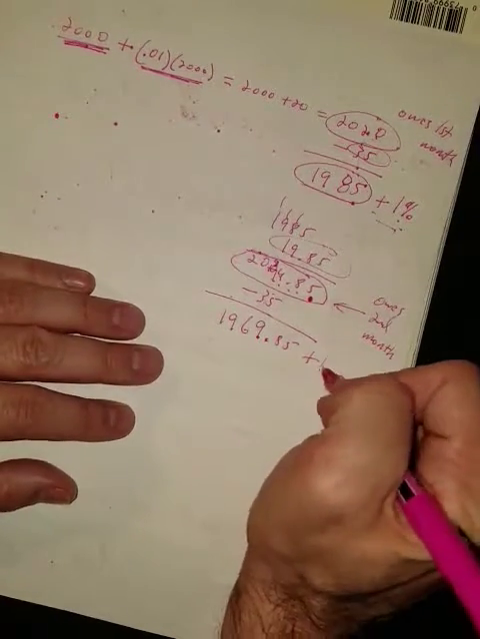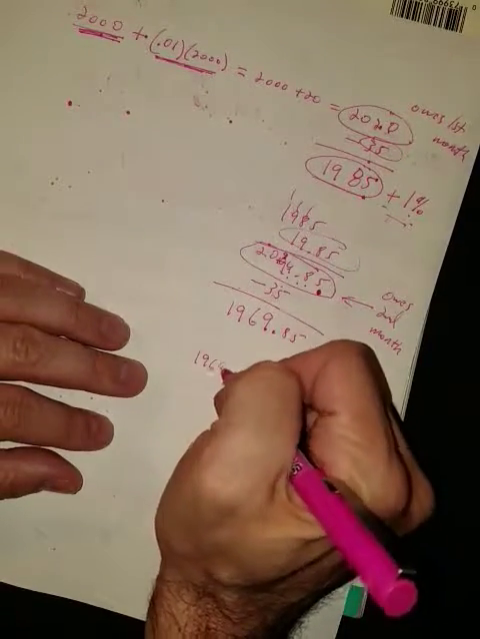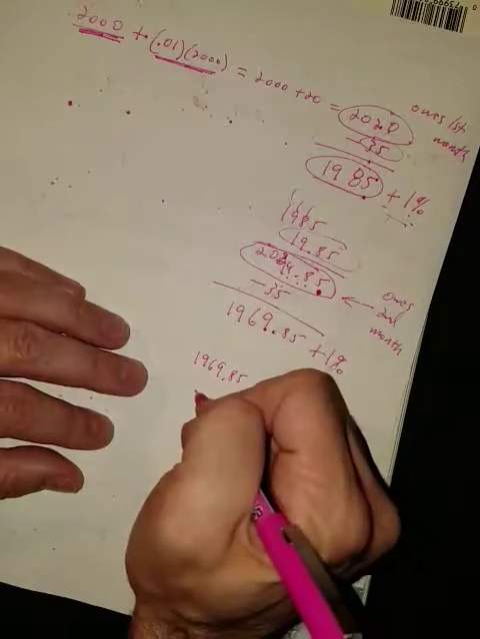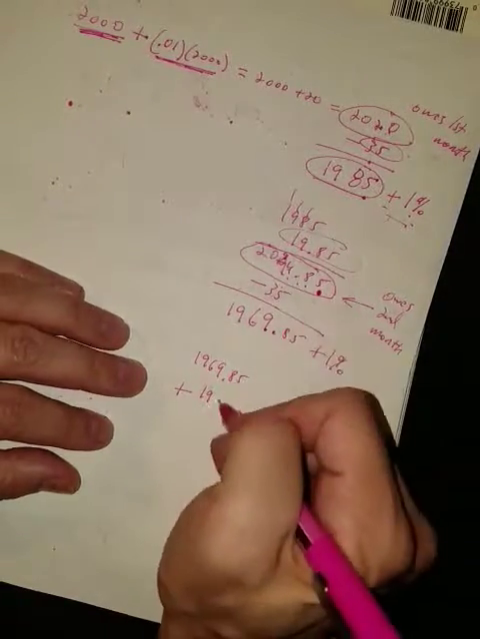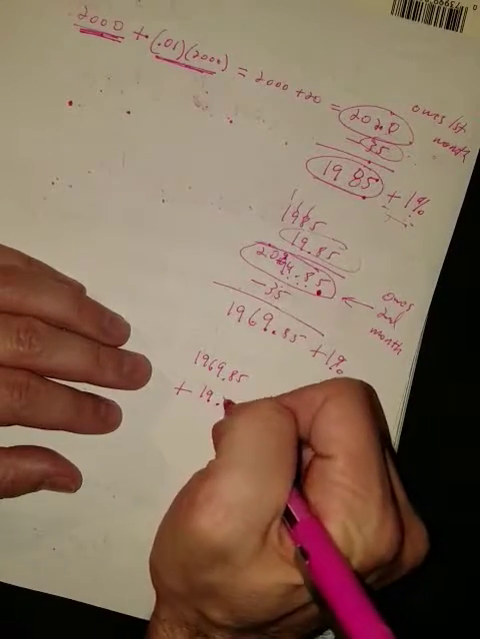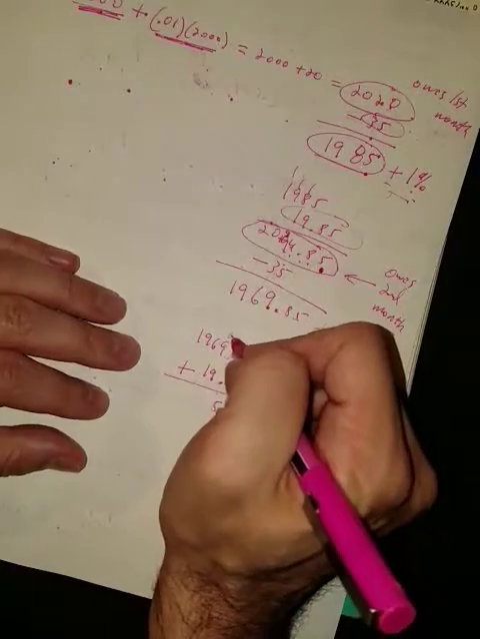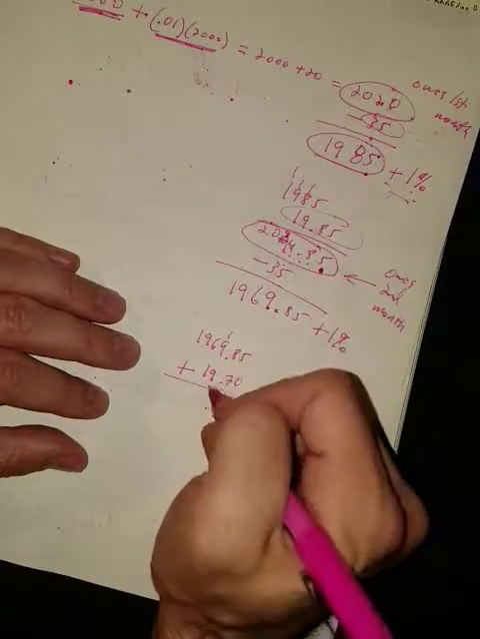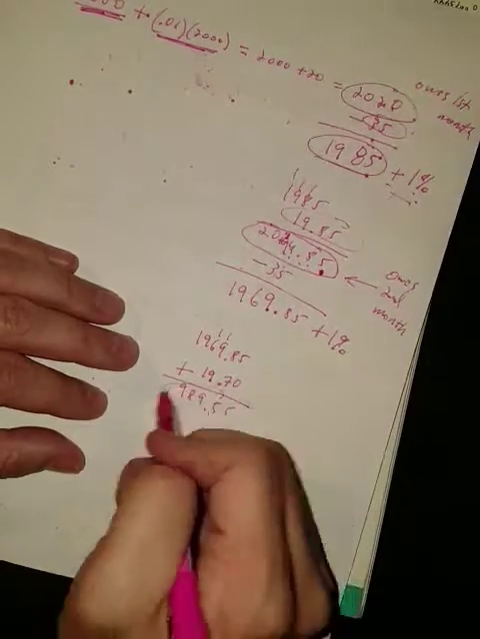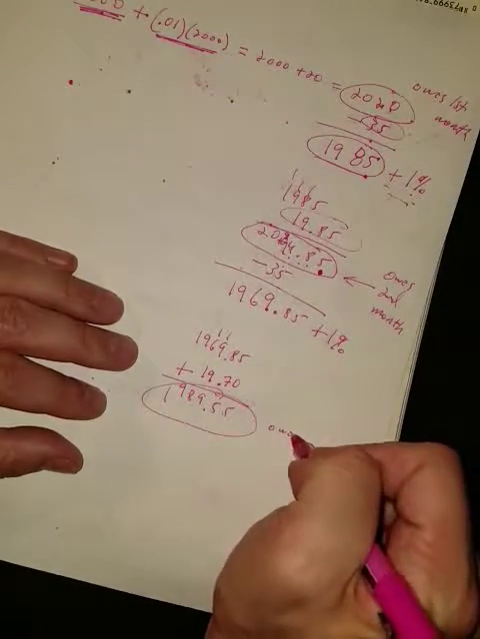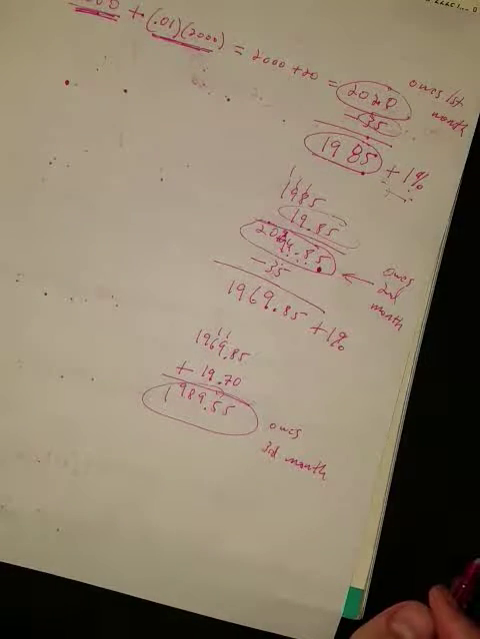But then you have to add 1% onto that. So it's 1969.85 plus 1%. What's 1%? Easy. It's 19.70 basically. $19.70. 10 and 9 is 19. Looks like 1989. This looks like what he's going to owe the third month: 1989.